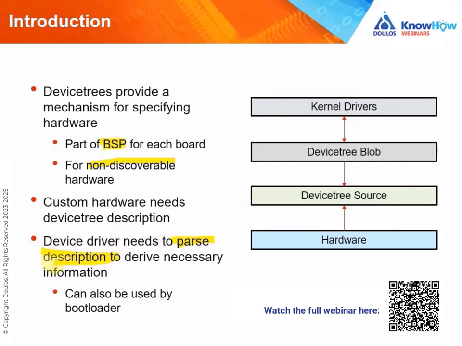Now, in this presentation, we're primarily focusing on how the kernel can use the device tree. They can also be used by the bootloader and other parts of the process as well. So we can see just the diagram on the right-hand side here. We have the hardware. We have a device tree source that describes that hardware, which is compiled into what's called a device tree blob. And then the kernel and the kernel drivers will interact with that data, that blob, in memory.